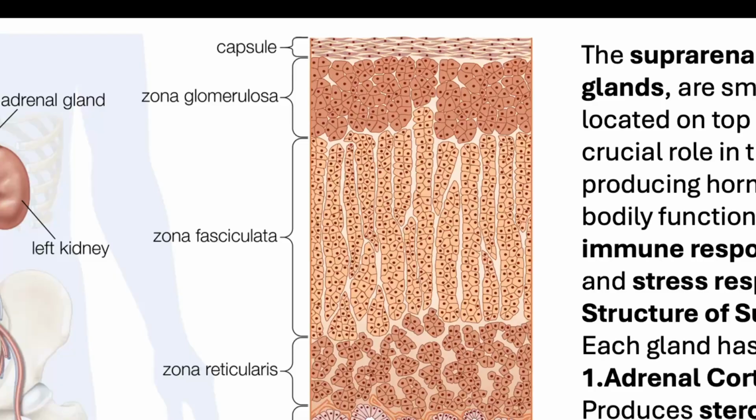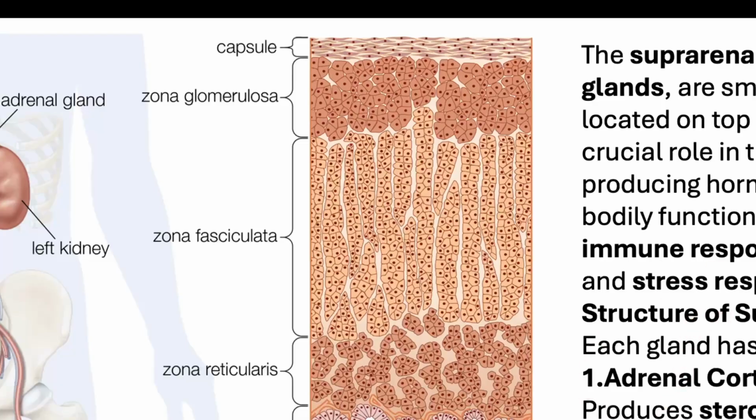The suprarenal glands, also known as adrenal glands, are small triangular shaped glands located on top of each kidney. So this is where the adrenal gland is. On top of each kidney, they play a crucial role in the endocrine system by producing hormones that help regulate various bodily functions including metabolism, immune response, blood pressure and stress response. Yes, adrenal glands are most famously known for their stress response hormones.